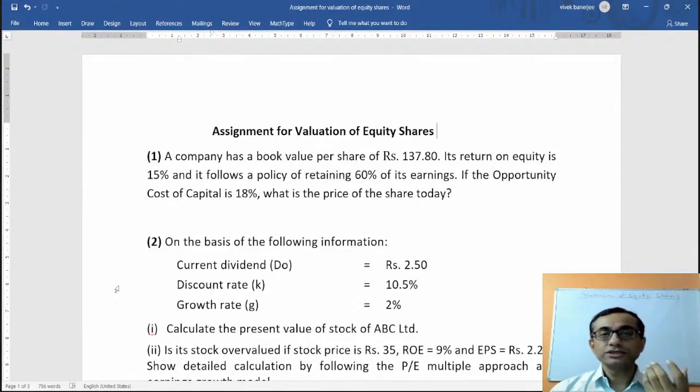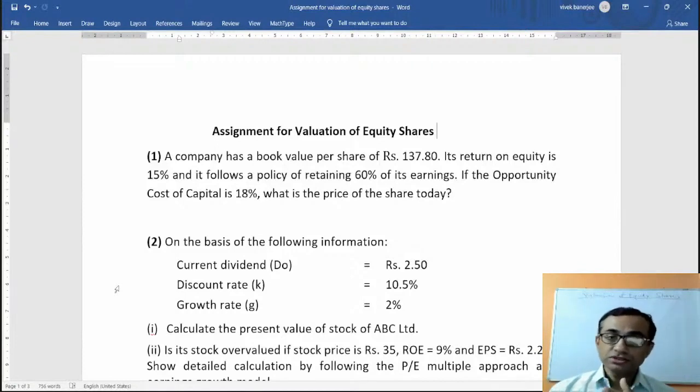Now, book value per share, book value we have discussed during our lecture on fundamental analysis, that book value is actually the net worth and it is actually the equity. So it is same as equity. So book value per share or equity per share is given and return on equity is given, which is 15%. So on this basis, you can easily calculate the EPS. Okay. And company is retaining 60%. It means it is paying 40% dividend.